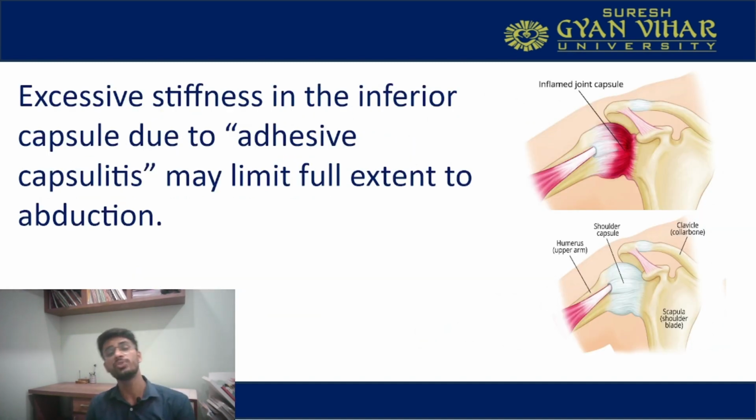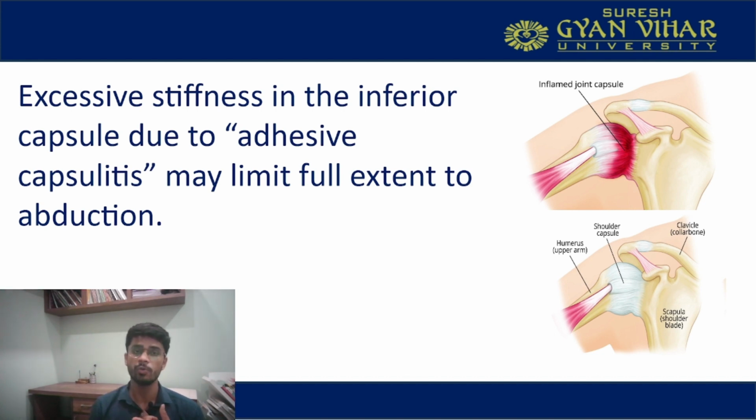Excessive stiffness to the inferior capsule due to adhesive capsulitis may limit full extent of the abduction. This happens in a case of frozen shoulder, where there is adhesive capsulitis and stiffness in the joint. Why? Because the inferior capsule is inflamed. There is inflammation in the inferior capsule. This is why it may limit the full abduction.